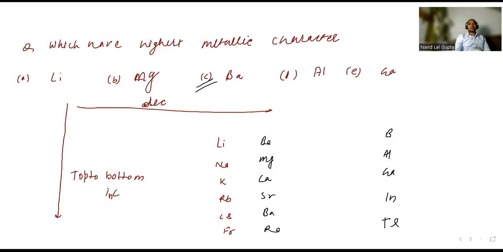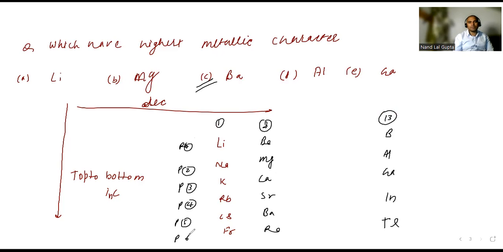See, these are the elements. Up here you see, this is group number 1, this is 2, and this is group number 13, right? Now, if you are going down the group, here is period 1, P1, here is going to be P2, P3, P4, P5, and P6.